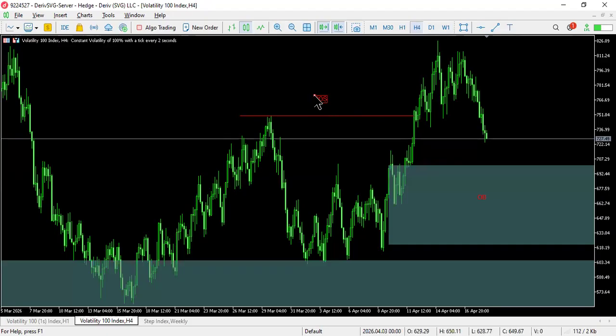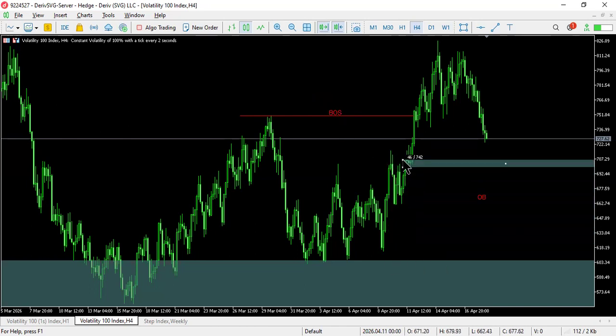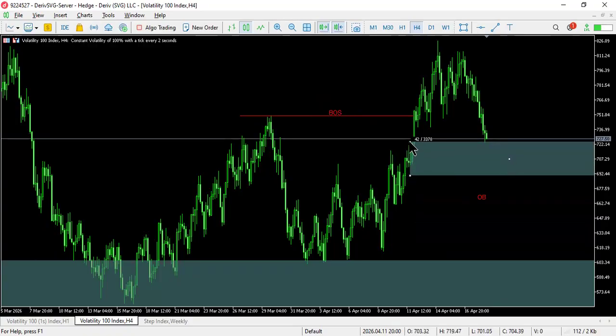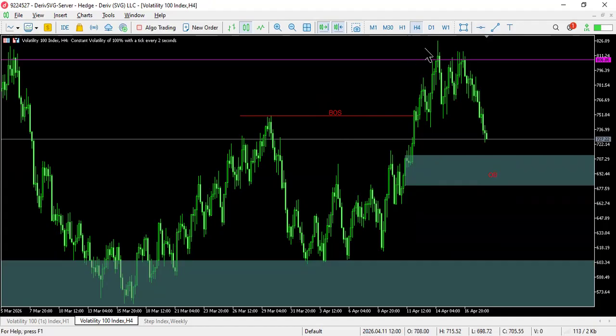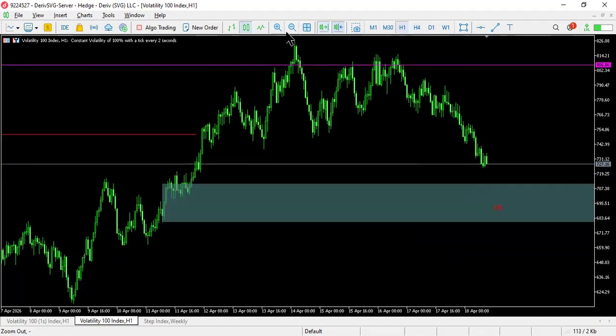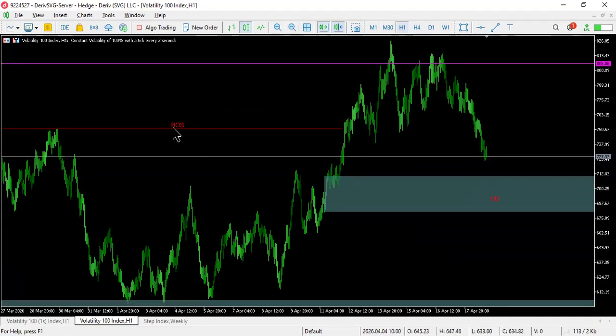So from the 4 hours time frame, adjusting our order block to the 4-hour time frame is going to be at that level there. And then our take profit for this trade is going to be at that swing high. Heading over to our entry time frame, which is the 1 hour time frame.